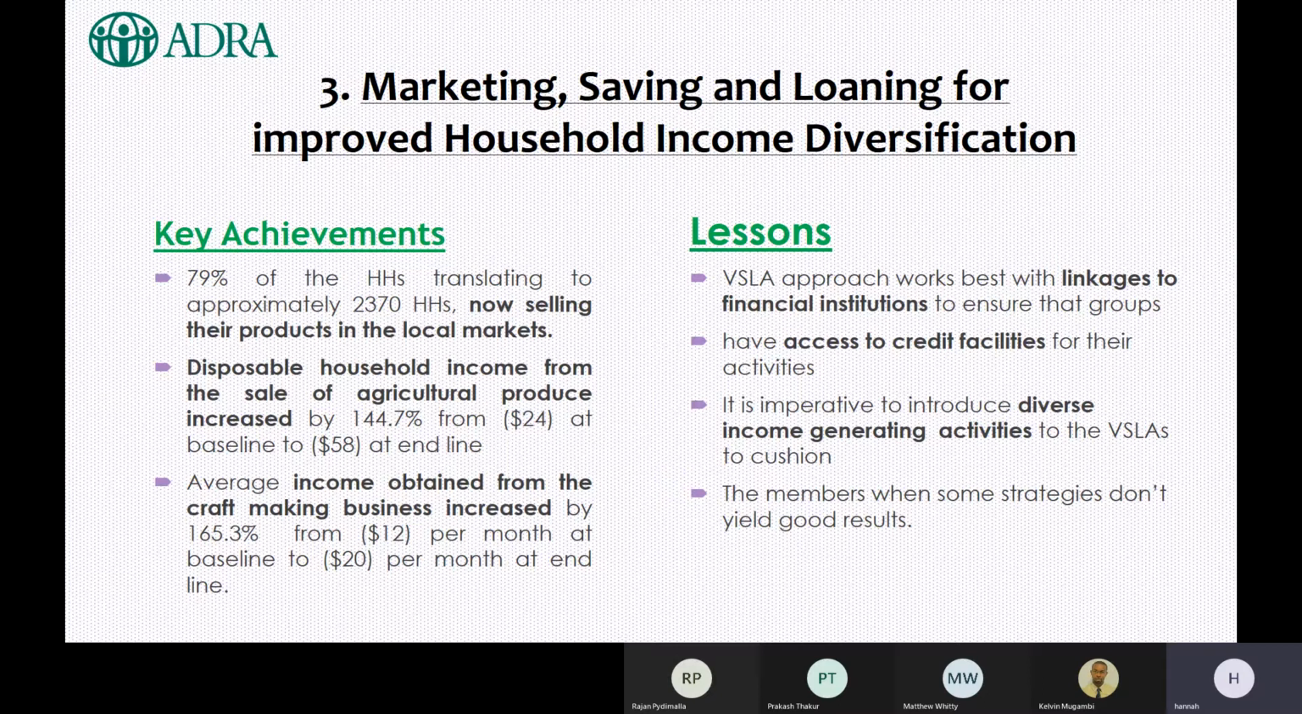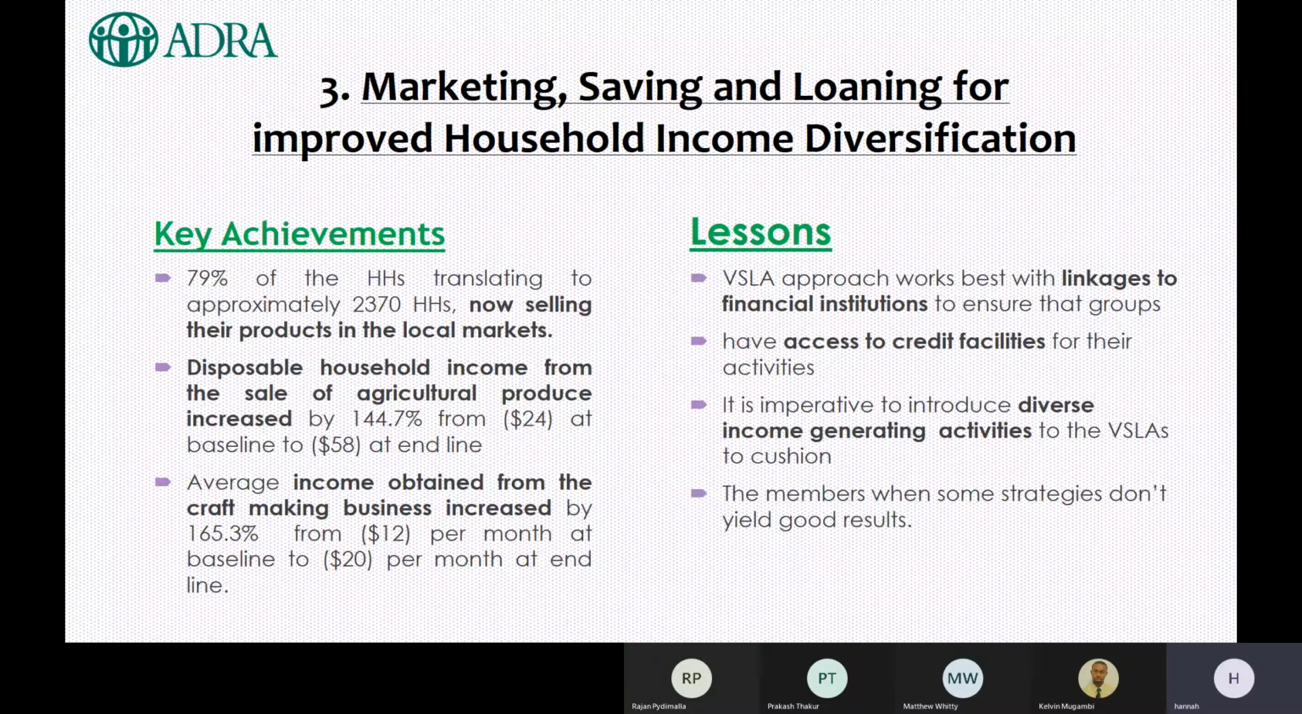But what ADRA did is scale up what they have and connect them with financial institutions to ensure that the groups have access to credit facilities for their activities, and also introduce diverse income generating activities to these village saving and loaning associations. And with this, we can see 79% of the households, approximately 2,370 households, are now selling their products in the local market.